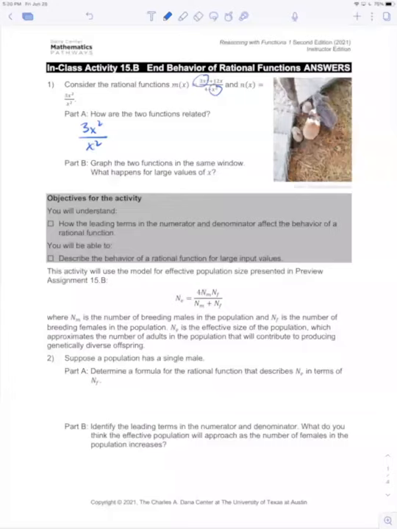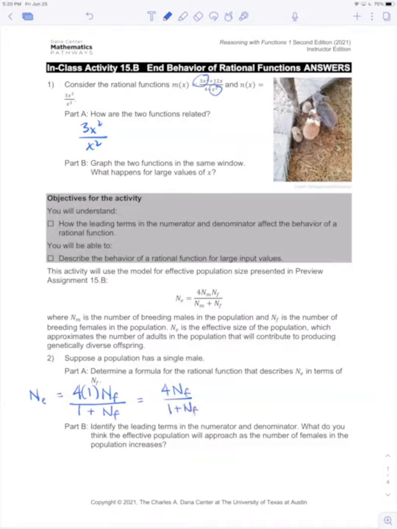Part 2, suppose a population has a single male. Determine a formula for the rational function that describes n sub e in terms of n sub f. Well, if we only have a single male, that means we're going to have n sub e equals a 4, and then the males is just going to be a 1. That means we're going to have a 1 in here, and then n sub f over 1 plus n sub f. We don't really need to write the 1 in the numerator, so that could actually be 4 n sub f over 1 plus n sub f.